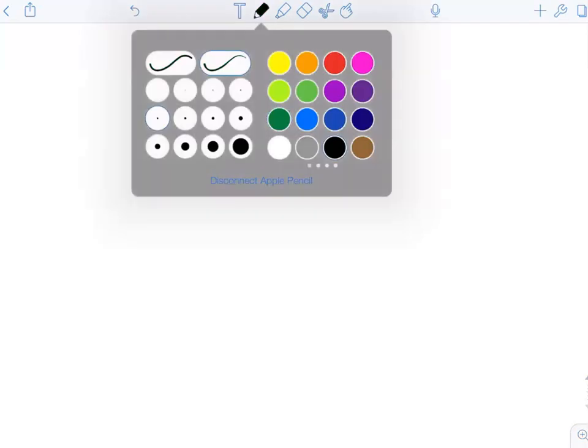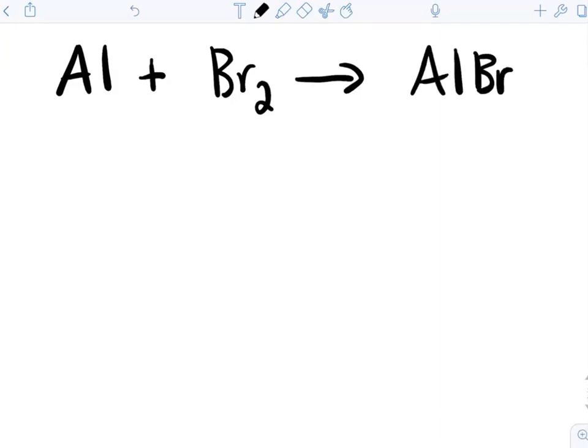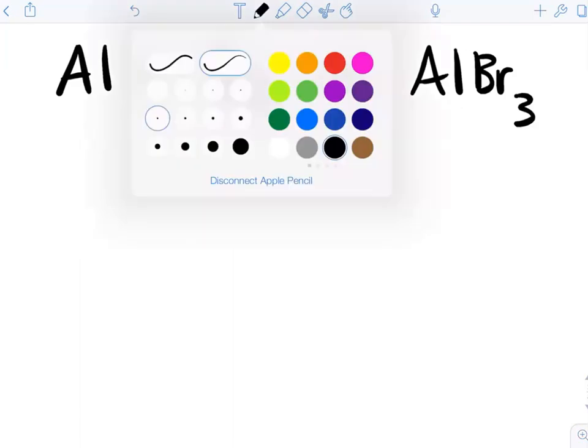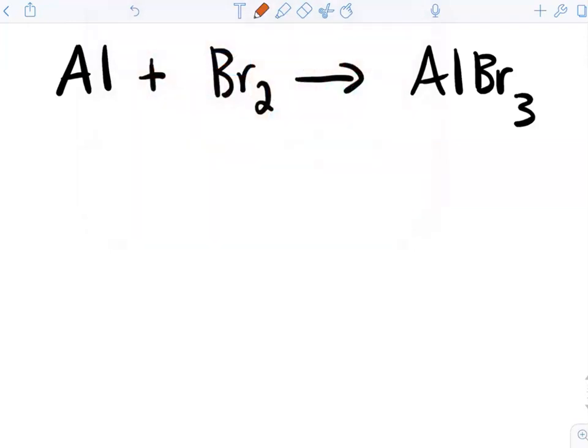Now, let's try another one. So I want you to try this one on your own. So Al plus Br2 is going to give us AlBr3. So you try this one on your own. Start with your elements underneath your arrow and then go through and balance this one.